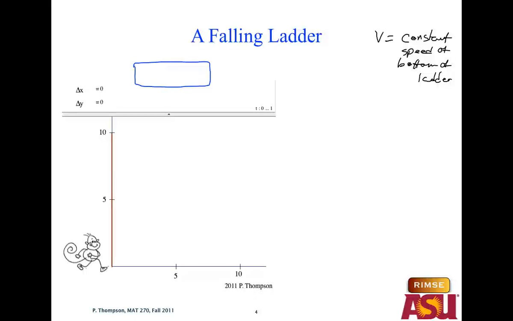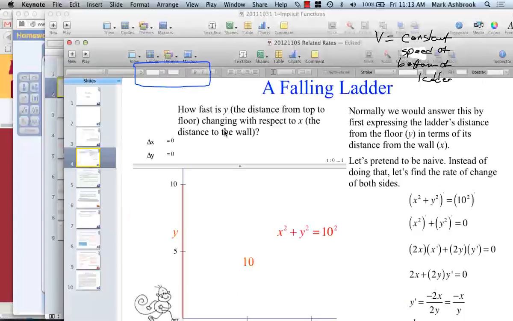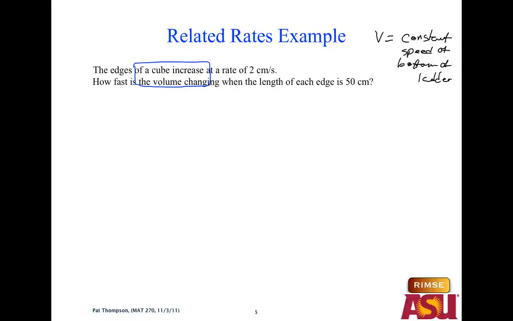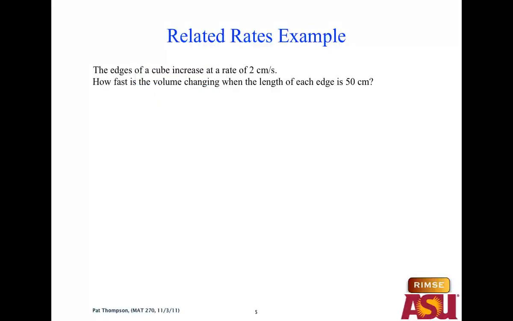Okay, so let's try an example. So here's a related rates example. The edges of a cube increase at a rate of 2 centimeters per second. How fast is the volume changing when the length of each edge is 50 centimeters?